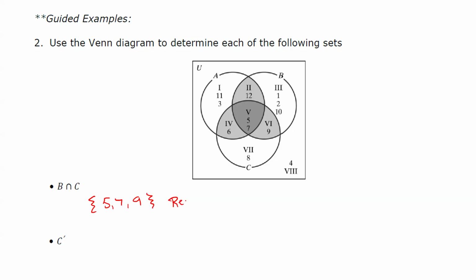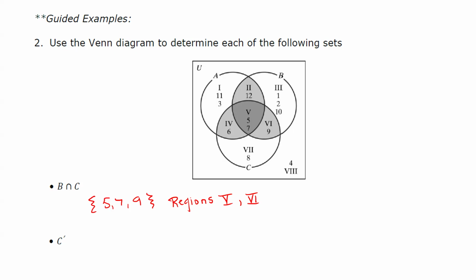This would be in region 5 and 6, numeral numbers. Okay, 5, 7, and 9. That is where the set B and C overlap.